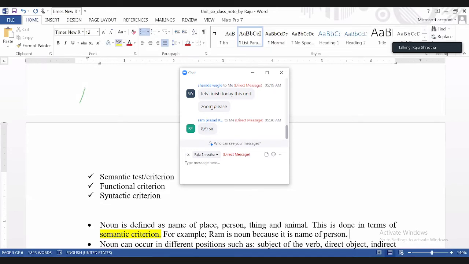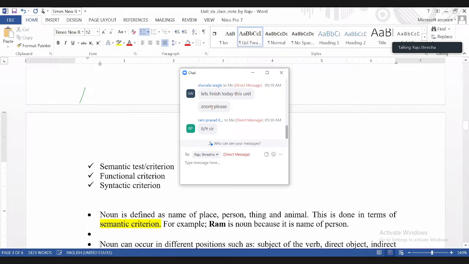This is fine. यो name of person भनेको given यो definition ले भने हो नि त. अनि semantic criteria ले भने हो नि त. Name of place, person, thing, and animal is what? Noun भने हो नि त. So this Ram is what? Noun. Ram is noun. So this is based on the semantic criteria. अब अर्को एउटा हेरौं.